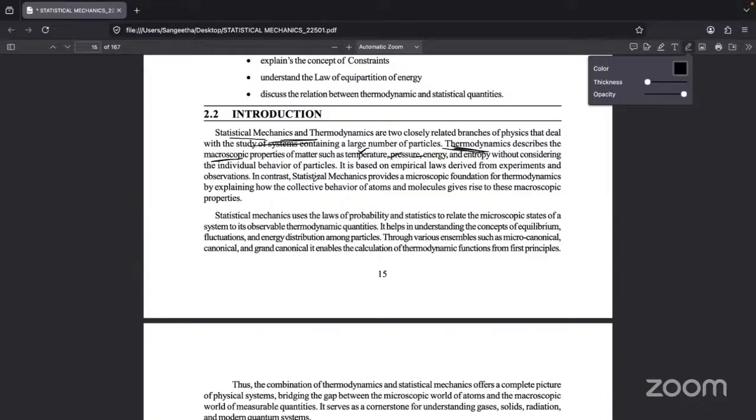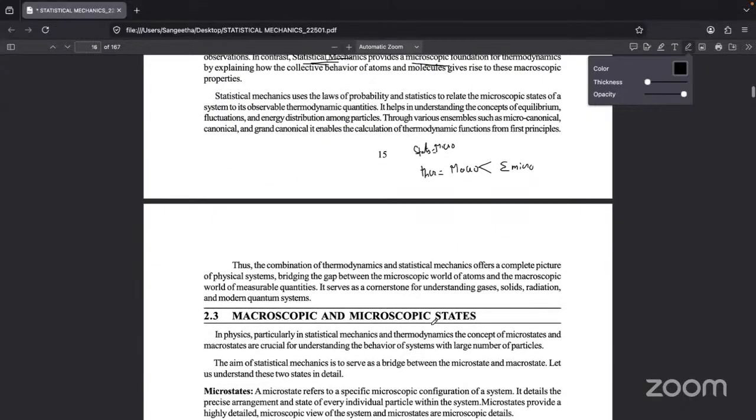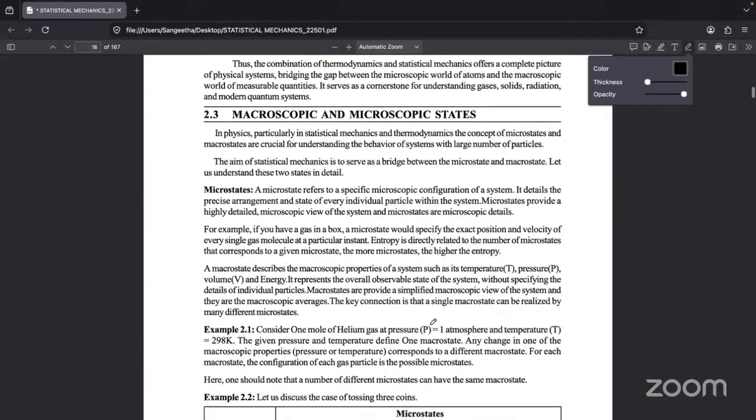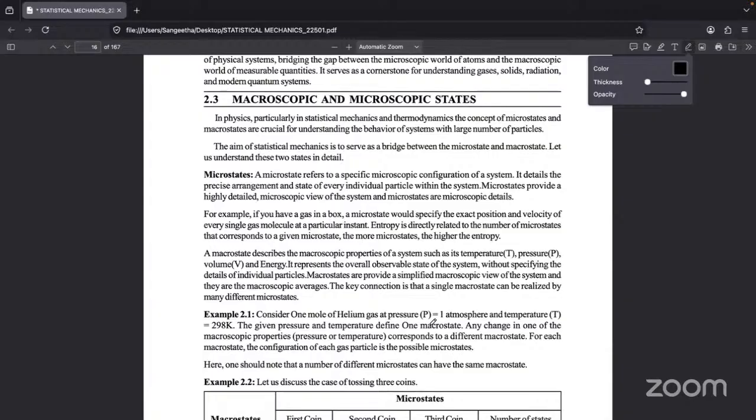Whereas statistical mechanics explains microscopic properties, and thermodynamics explains macroscopic properties. Macro is the collection of microparticles. Now we will see what is a microscopic state and a macroscopic state, and we will see an example.